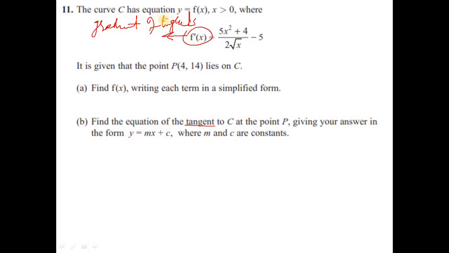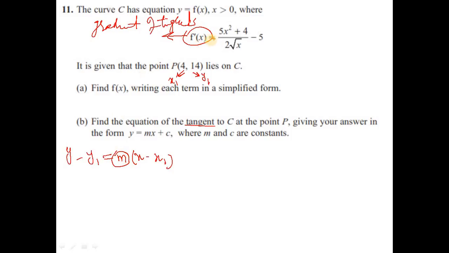Gradient of tangents on the curve at some point x, and the point which is given is P(4, 14). So again, in order to find the equation of the tangent, we need a point: y minus y1 is equal to m times (x minus x1). This x1 and y1 is the point on the tangent. In this case, the point is P, the coordinate (4, 14). So this is x1, this is y1. So we have x1, y1, but we don't have the gradient.